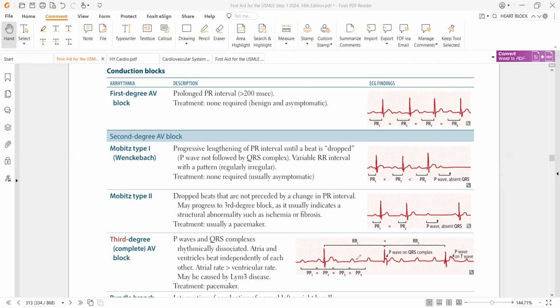So this is a P wave. The P wave is not followed by QRS. This is again a P wave, and this one is followed by QRS. So this is a P wave, again a P wave, and these P waves are not followed by QRS. So this is an irregular pattern. The key thing is the atrial rate is more than the ventricular rate. So this is a P wave, P wave, P wave, P wave, P wave: 5 P waves and 2 QRS. So the atrial rate is more than the ventricular rate, right? And it may be caused by Lyme disease. Lyme disease is caused by spirochete.